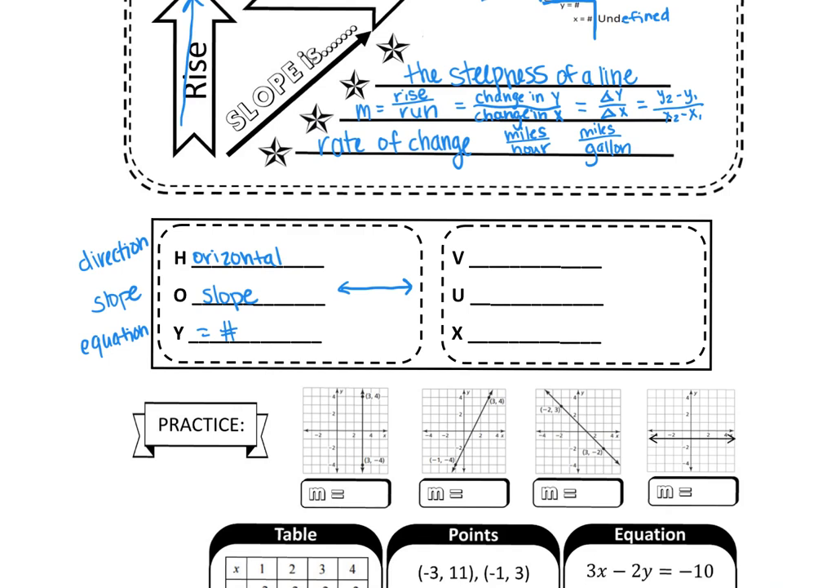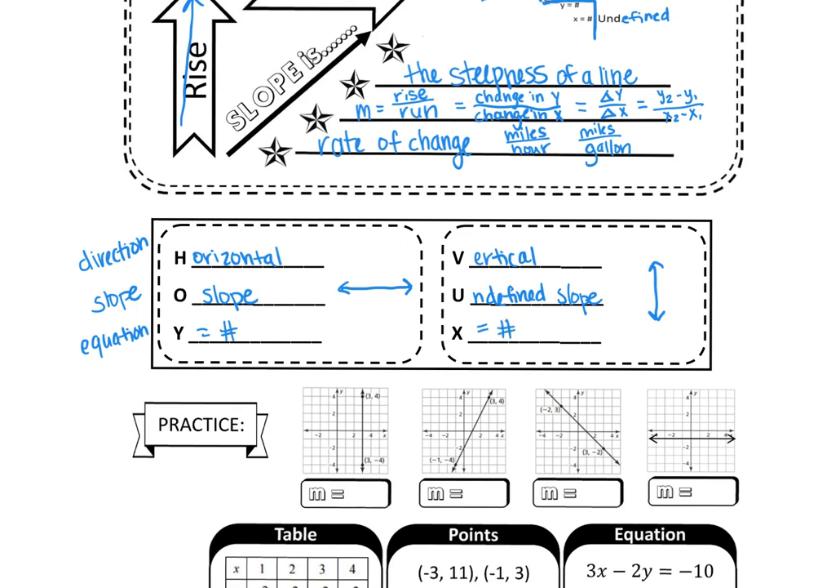And then for VUX, the V stands for vertical. So that means your line is going up and down. The U, like we just talked about earlier, is undefined slope. So that means it doesn't exist. It's not that it's 0, it's just it does not have a slope. And then the last one is our equation, x equals a number, and it can be any number.